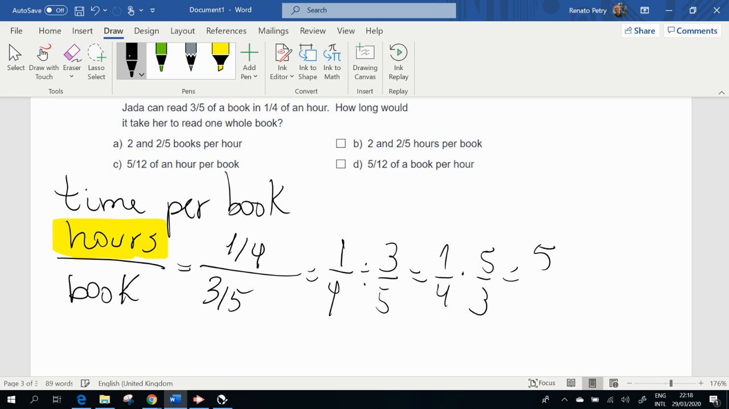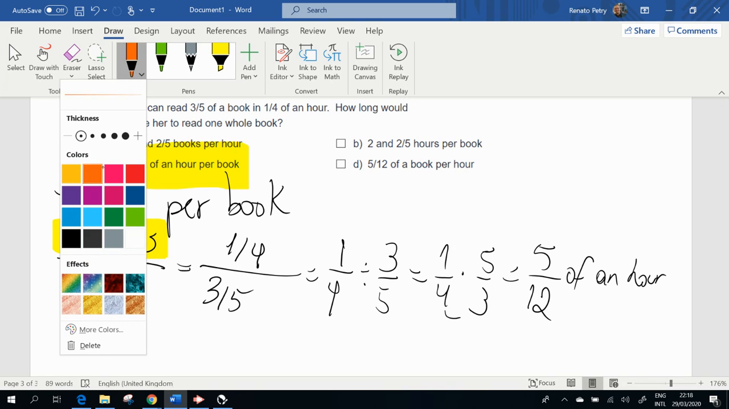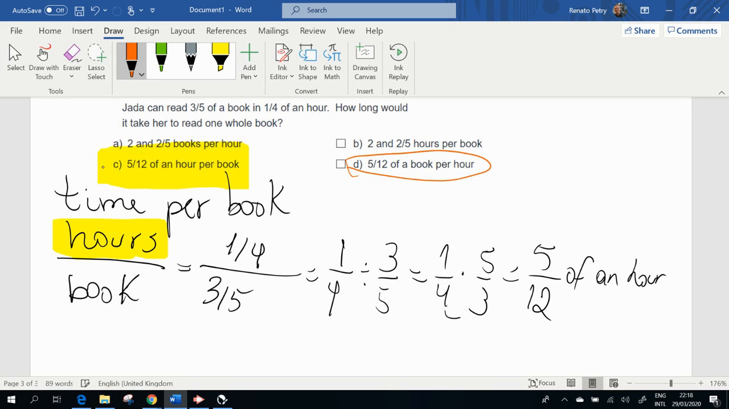So this will be 1 times 5, which is 5, and 4 times 3, 12. 5/12ths of an hour to read one book, which means letter C, 5/12ths of an hour per book. Pay attention. Alert! We have letter D as a misleading answer.